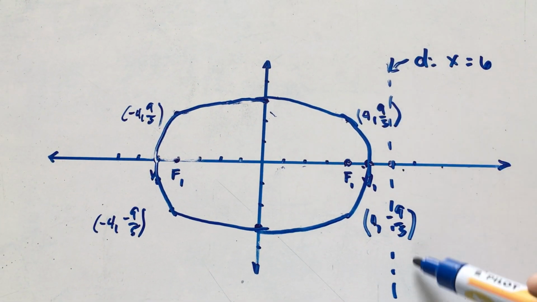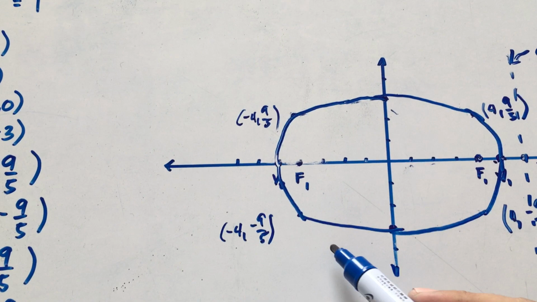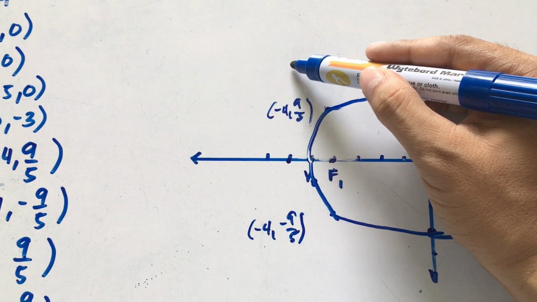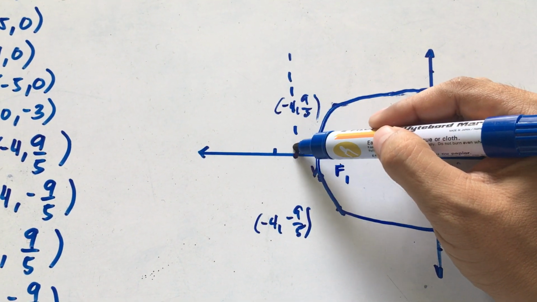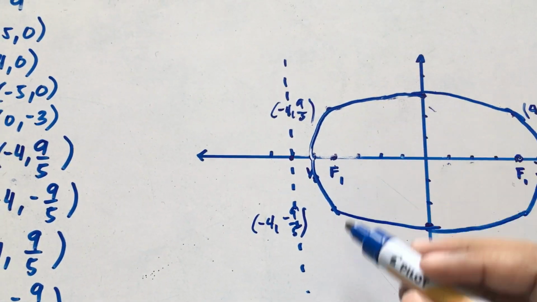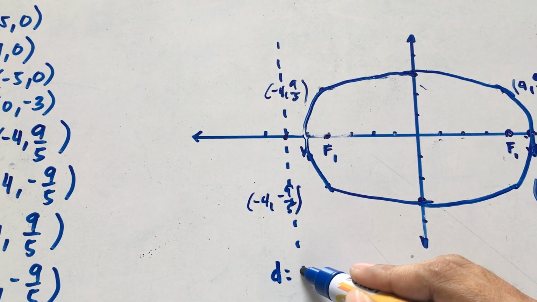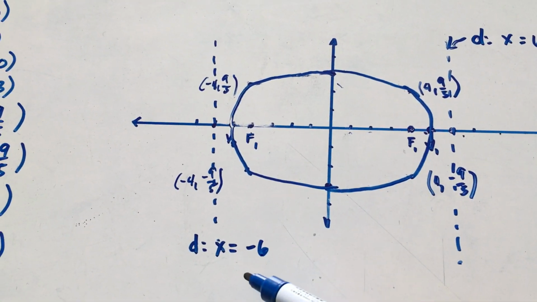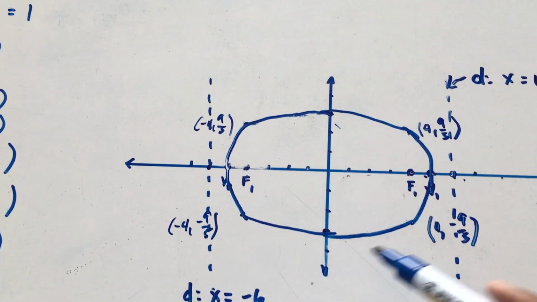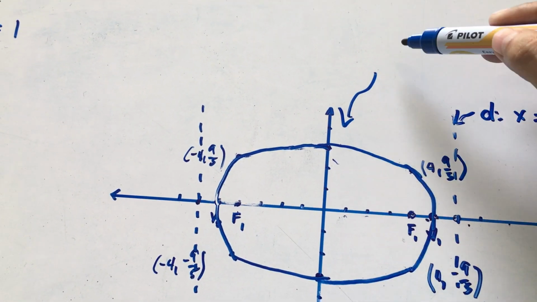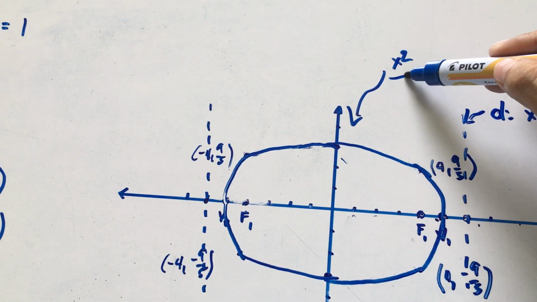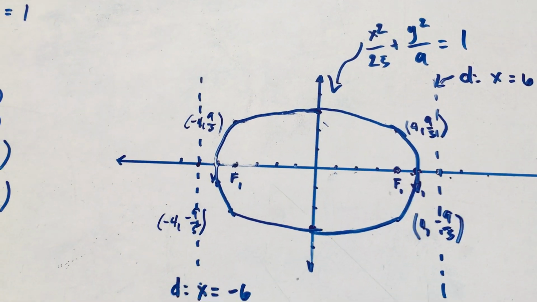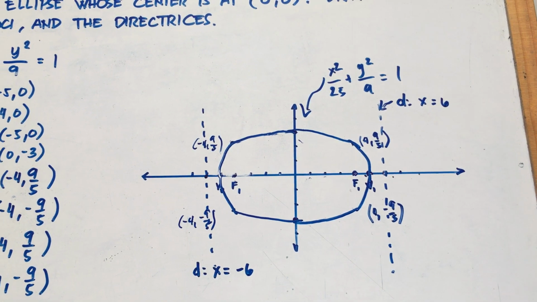Okay, so your directrix x is equal to 6, while the other directrix, again, equal ang unit. So, naadto na atong directrix. Then, i-plot lang. Try to draw a broken line. So, therefore, this our directrix, again, x is equal to negative 6. x is equal to 6, x is equal to negative 6. So, therefore, this equation, of an ellipse, x squared over 25 plus y squared over 9 is equal to 1. Okay? So, that is how we graph our ellipse.